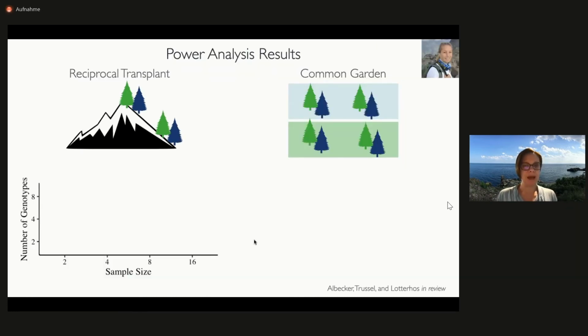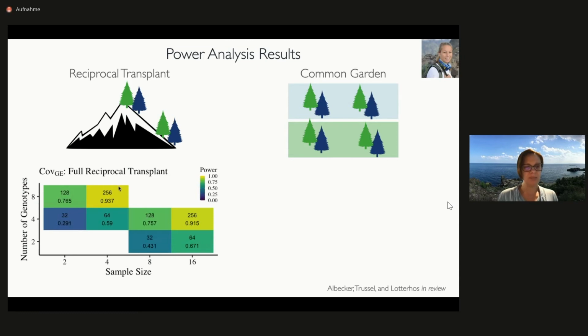So we conducted a power analysis to understand what kind of experimental designs would give us power to detect COVE-GE. For reciprocal transplant designs, the number of genotypes will be shown here on the y-axis, and the sample size, the number of individuals from each genotype, will be shown on the x-axis. So 8 would be an 8 population by 8 location reciprocal transplant design. The total sample size is shown on the top of each cell, and then the power of that design is shown on the bottom of each cell.